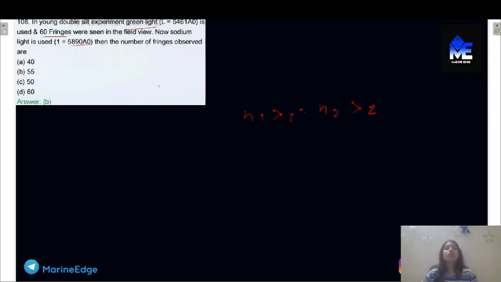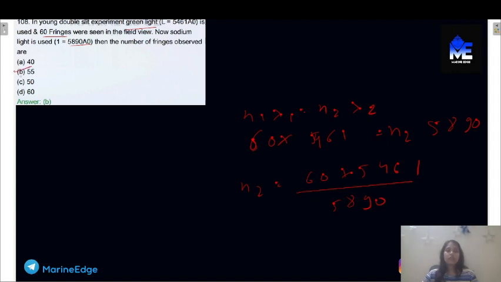Correct? So now if we just take it, N1 will be 60, and lambda 1 is given as 5461 Angstrom. That should be equal to N2, which we have to find out, times 5890. If we calculate it, you'll get N2 equals 60 into 5461 divided by 5890. So it will come to something around 55. Okay. So the answer is B.